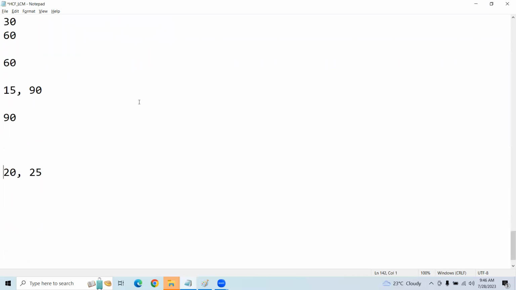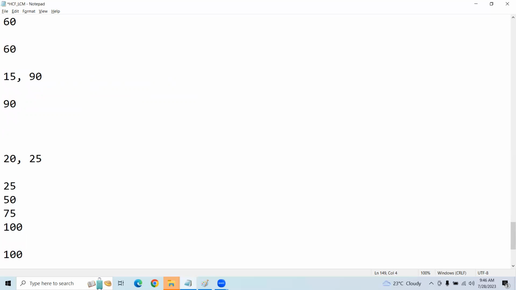Let's look at 20 and 25. So if you start writing the table of 25, what is the biggest number? 25 is the biggest. So 25 ones are 25. Is it divisible by 20? No. 25 twos are 50. Is it divisible by 20? No. 25 threes are 75. Is it divisible by 20? No. 25 fours are 100. Is it divisible by 20? Yes, it is divisible by 20. So 100 is the LCM of this.